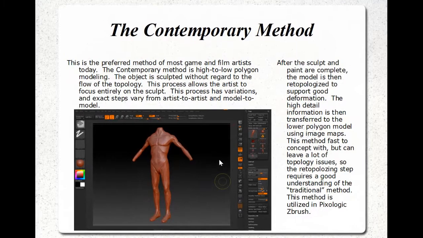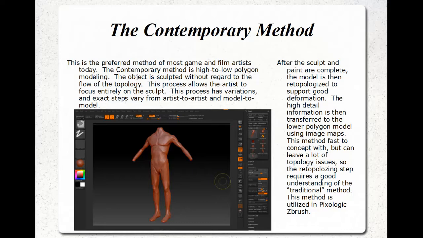Next is the contemporary method. So contemporary meaning anything that's happening right now. So this is the preferred method of most game and film artists today. The contemporary method is a high to low polygon modeling. The object is sculpted without regard to the flow of the topology. This process allows the artist to focus entirely on the sculpt. This process has variations, and exact steps vary from artist to artist and model to model.